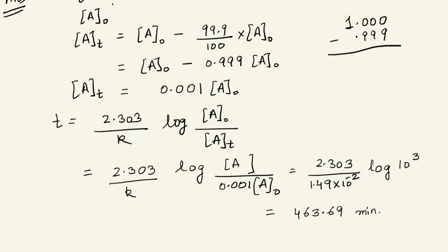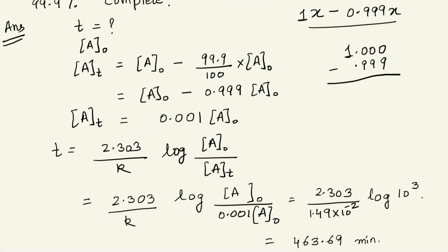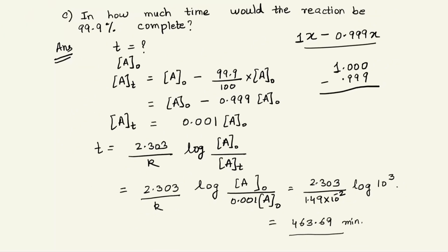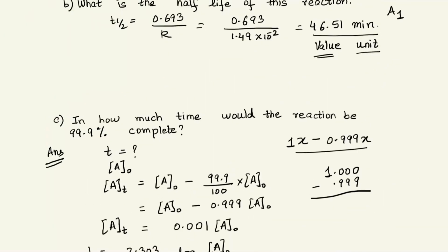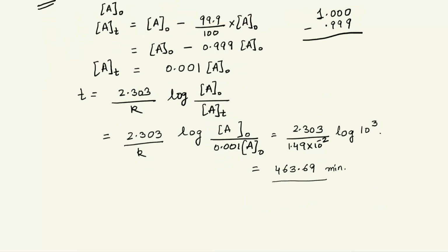The k has to come out, so we can put it out over here. And log of 10 to the power 3 is 3. And we get a value of around 463.69 minutes. Now if you notice, the half-life that you had got is 46.51 minutes, whereas the time taken for 99.9% completion is 463.69.